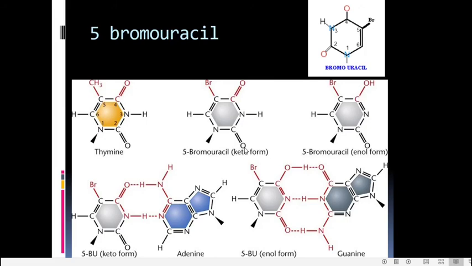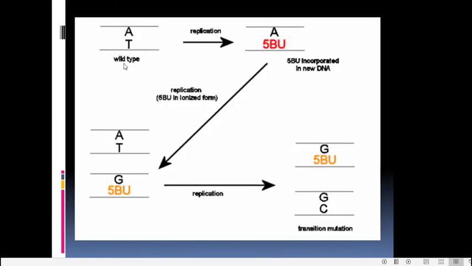So we go to its pairing characteristics. The keto form will base pair with adenine, just like thymine, whereas the enol form of 5-bromouracil will base pair with guanine. So this is a DNA. It's a wild type allele with an AT base pair.